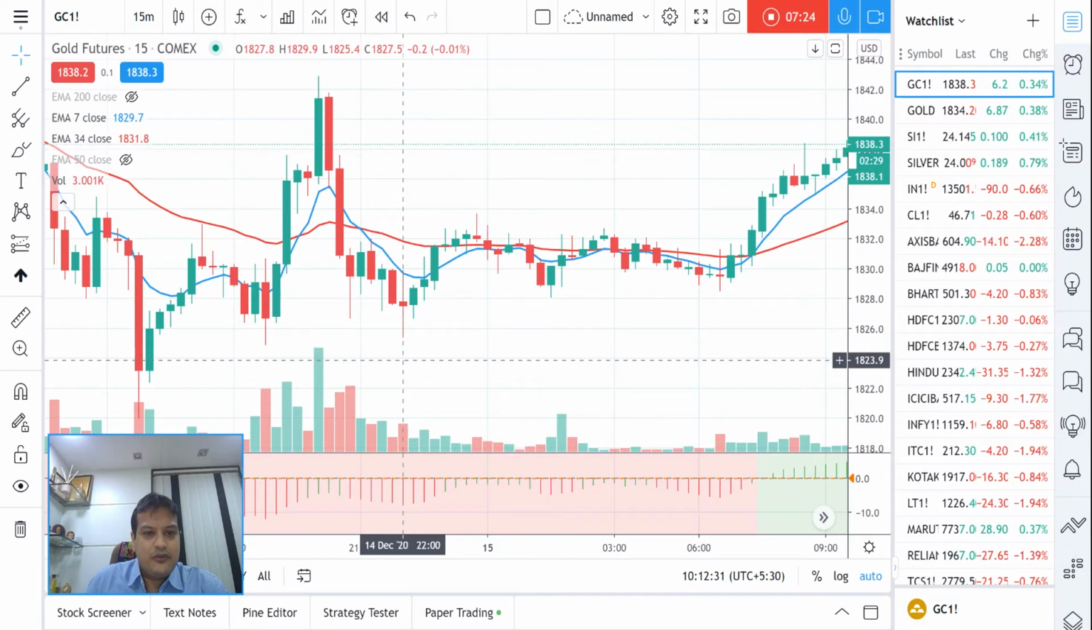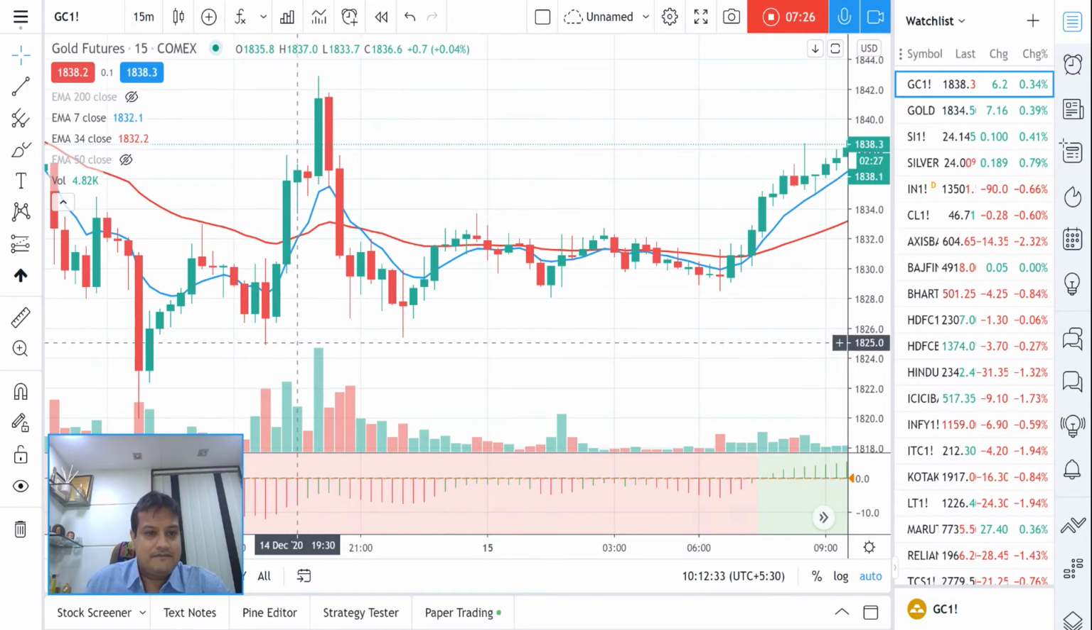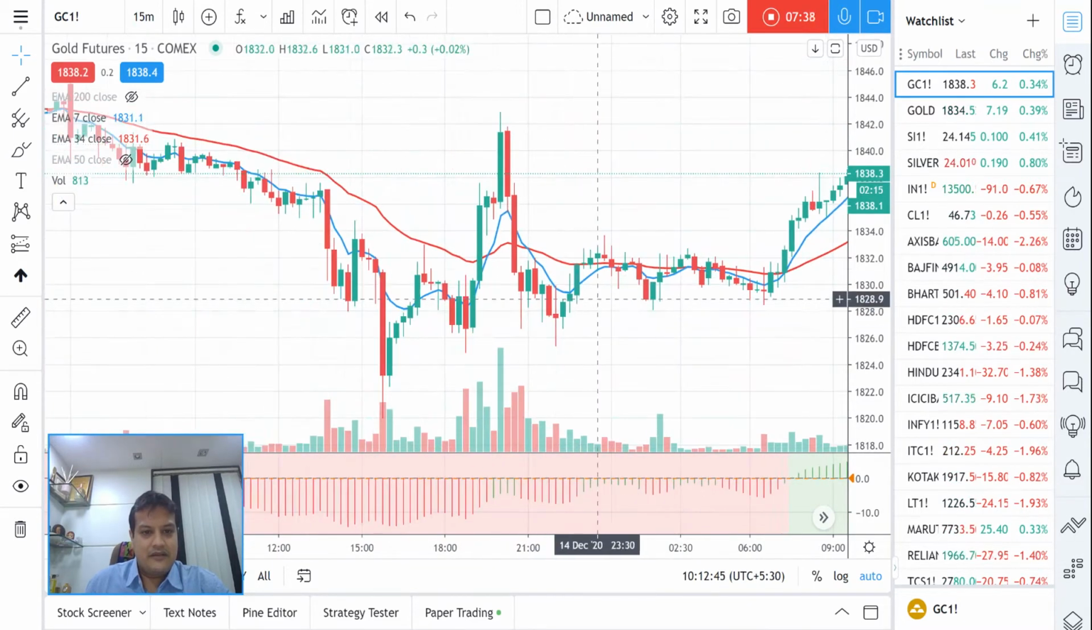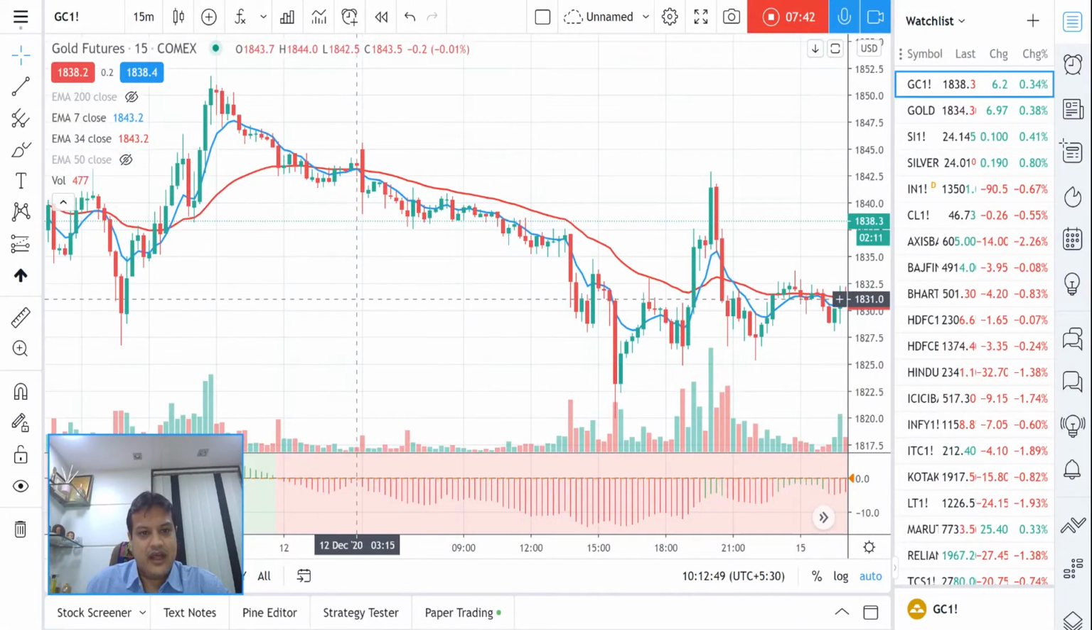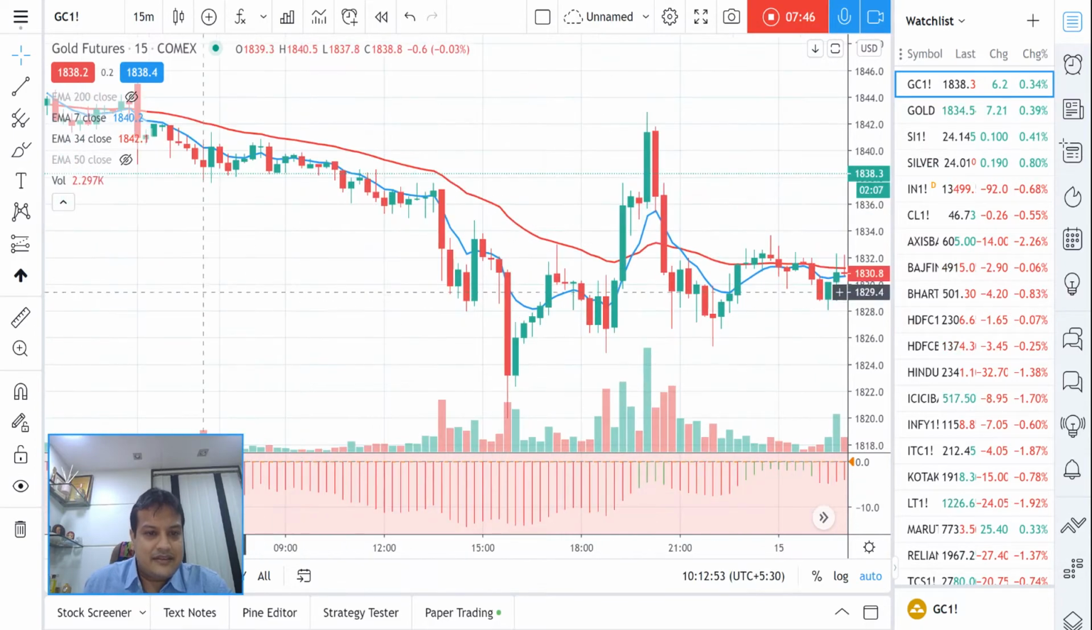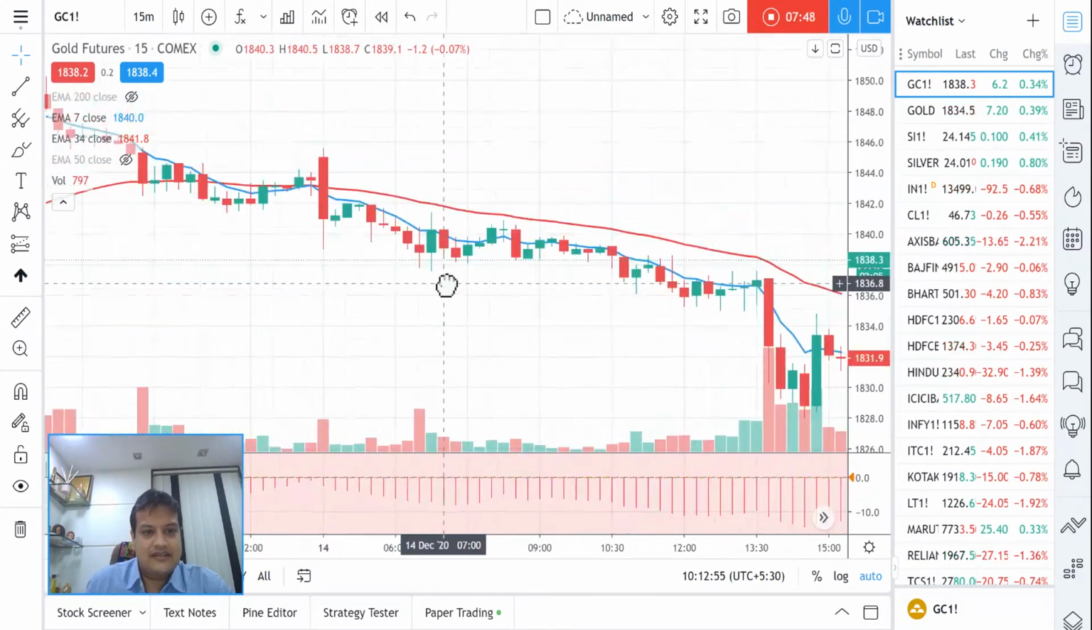Now we'll just see a few more examples. Here the buy was activated since the 7 crossed over the 34, and this got around a $6, $7 move. Now I'll go a little behind so you'll understand that this is a big zone that happened.